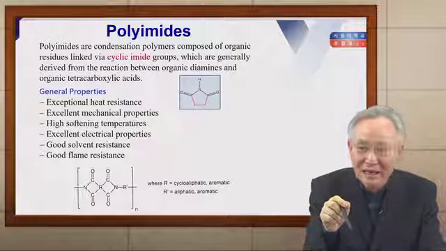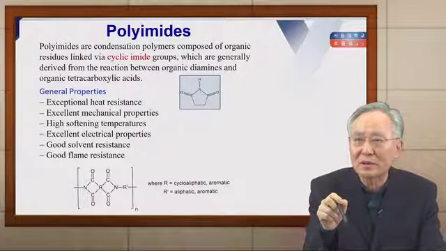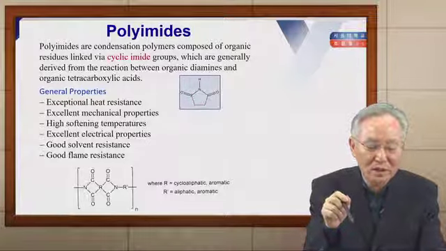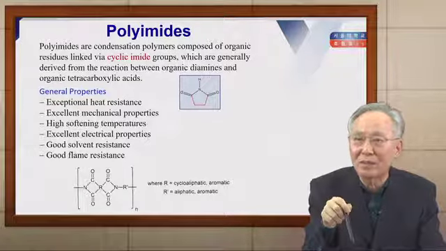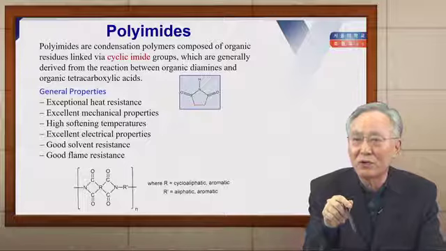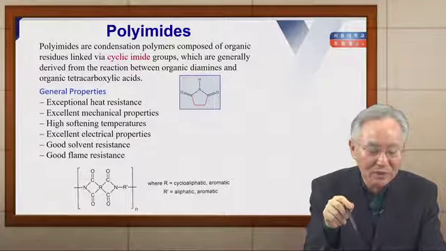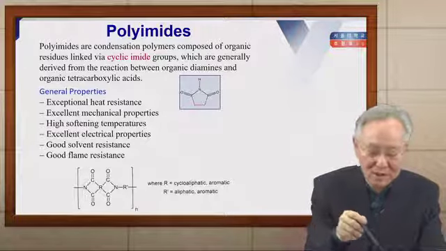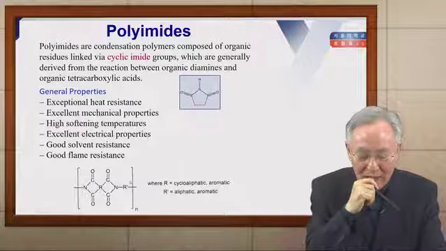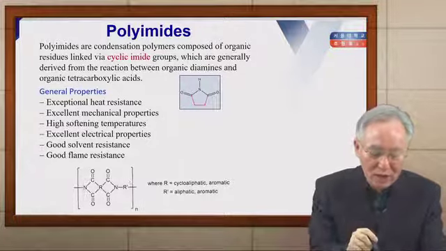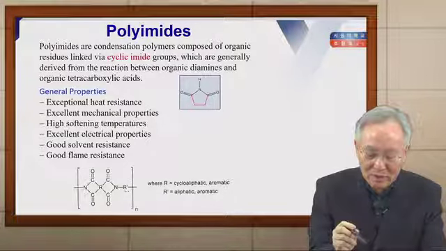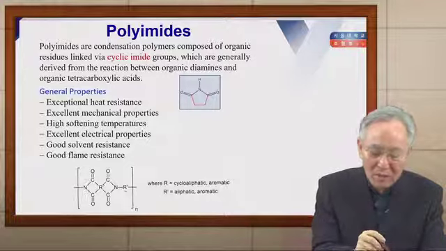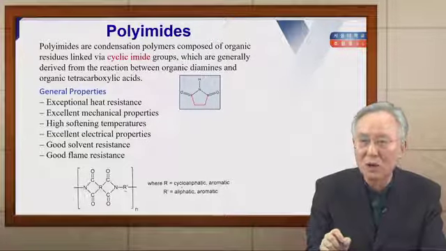Polyimides have many excellent properties. They show exceptional heat resistance, excellent mechanical properties, high softening temperatures, excellent electrical properties, good solvent resistance, and good flame resistance. So this is the general chemical structure of polyimide. Here R prime could be aliphatic or aromatic. Here R must be cycloaliphatic or aromatic.